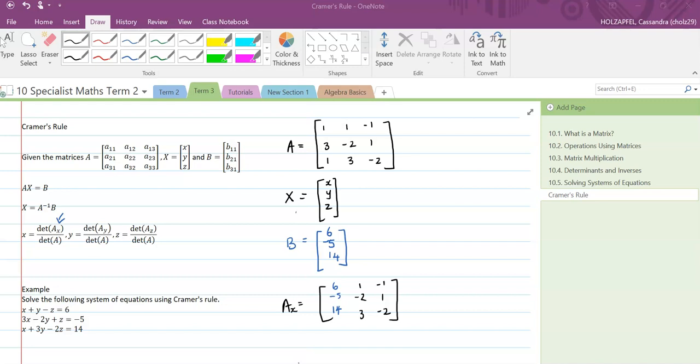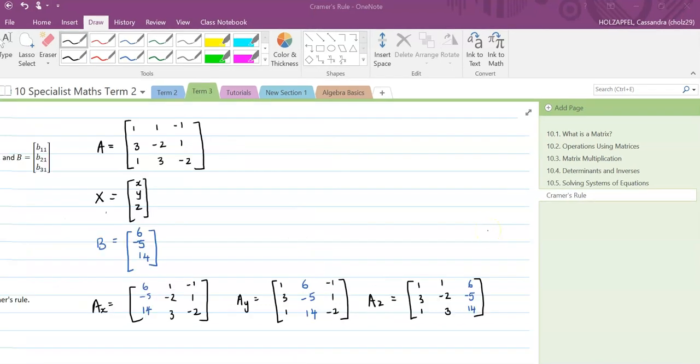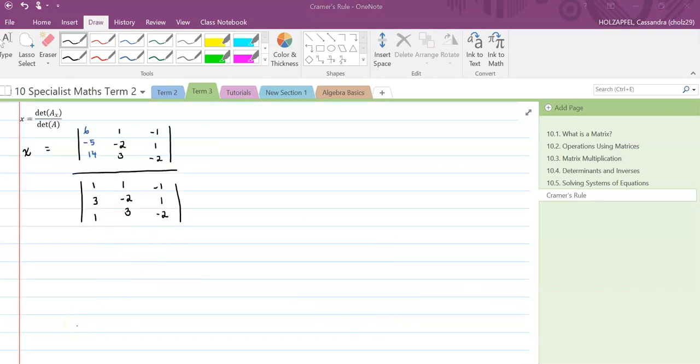Let's go ahead and write up a y and a z. Again, you can see here I've replaced the y column with the solutions for our matrix Ay, and I've replaced the z column in our matrix Az with the solutions matrix. So let's now use Cramer's rule to solve for each of these values x, y, and z. For Cramer's rule, x is going to be equal to the determinant of Ax divided by the determinant of A. So let's calculate the determinant for each of these matrices.